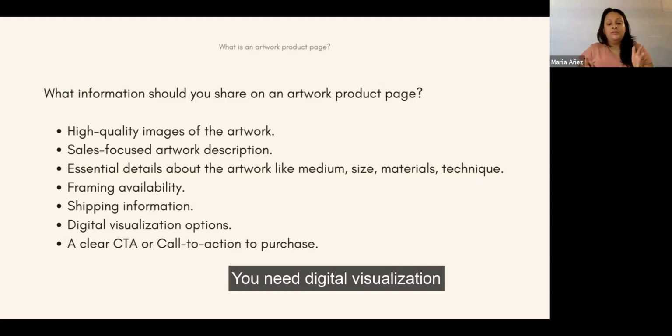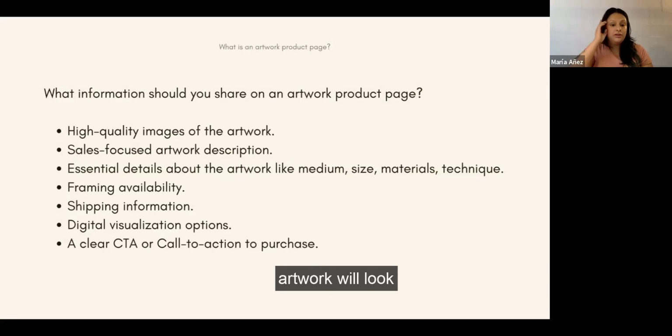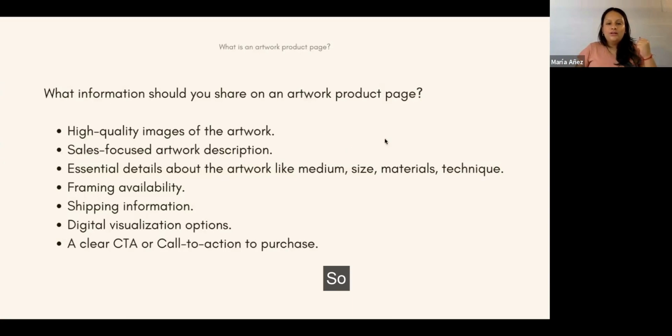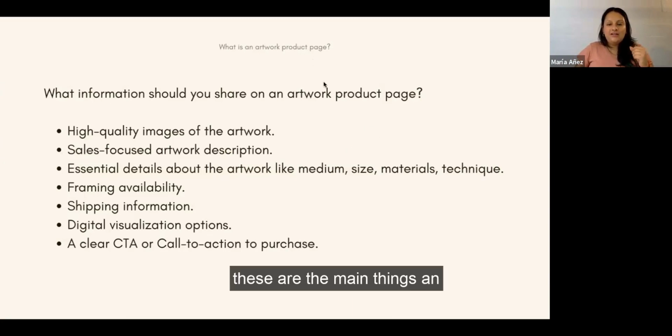You need digital visualization options. So you need to be able to actually enable the visitor and potential collector to see how this artwork will look in their space. And you also need a clear call to action, a visible button that I can just click and add the artwork to my cart and proceed to acquire it. So these are the main things an artwork product page should have.